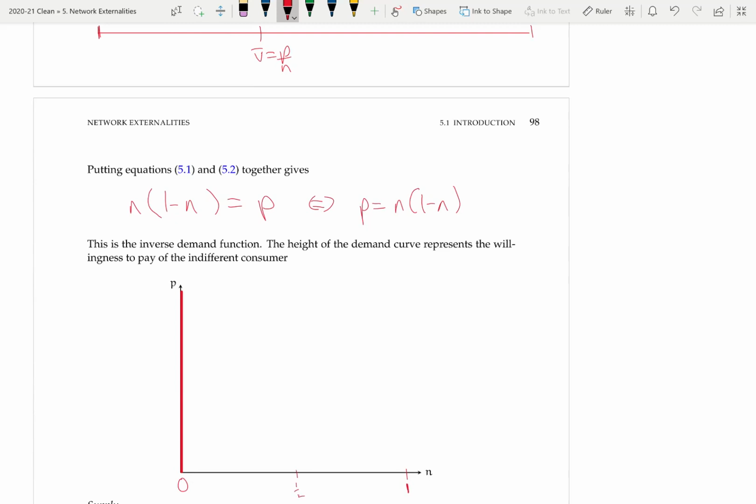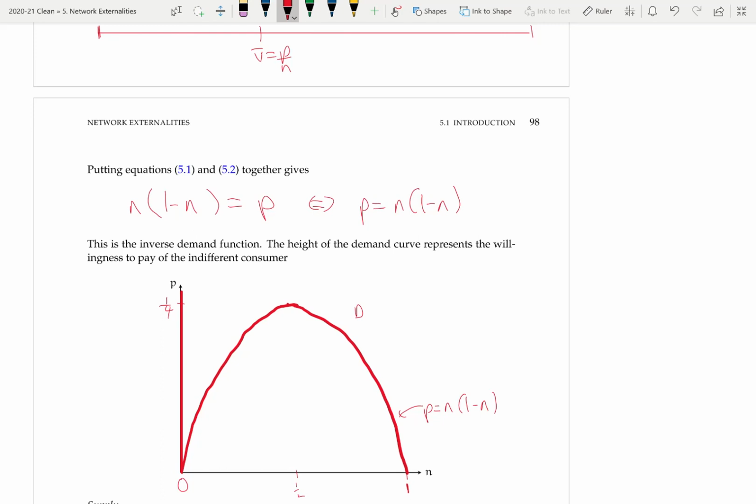At a half, we have the maximum, and it's equal to a half squared, which is a quarter. So we want to draw a nice smooth quadratic through these points. And this red line here is our demand curve. This part of the demand curve has the equation P equals n times (1 minus n). We also have this vertical portion at 0.